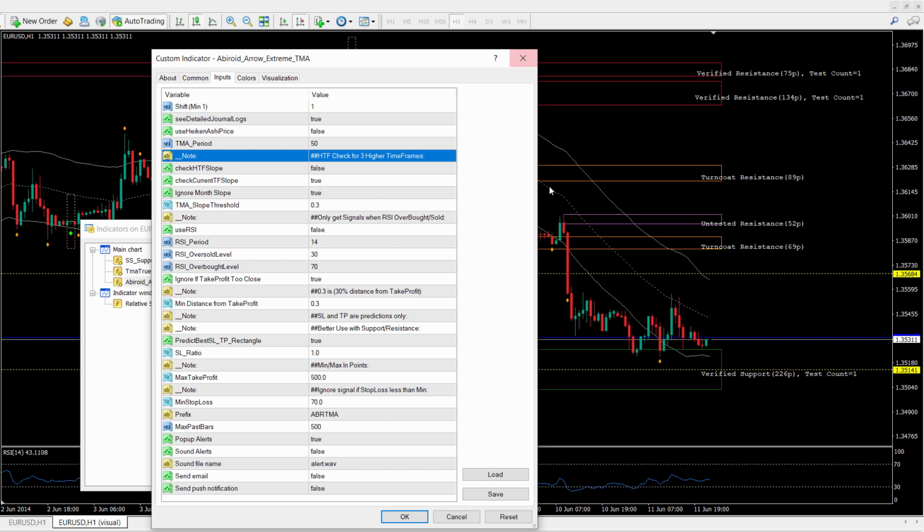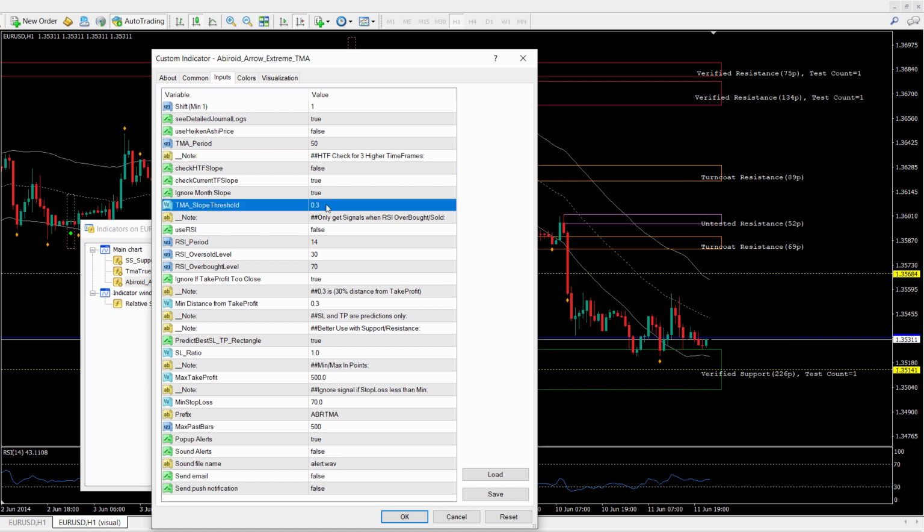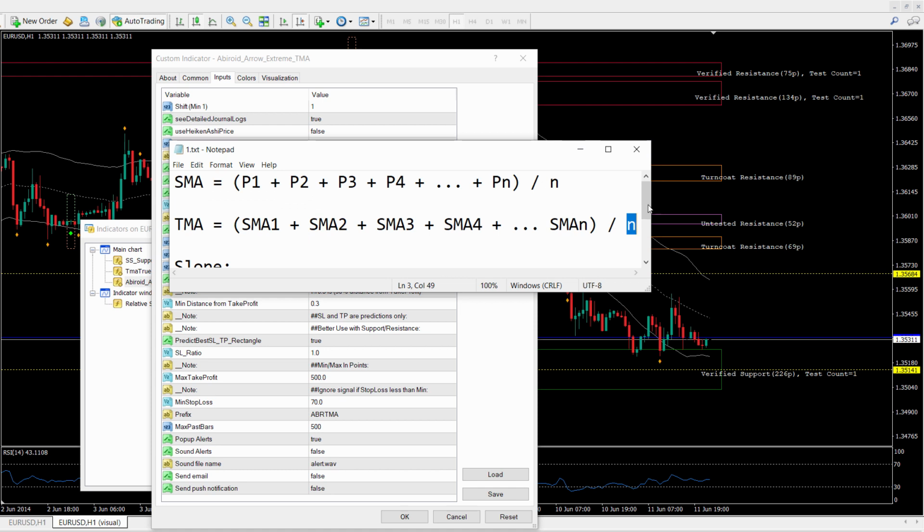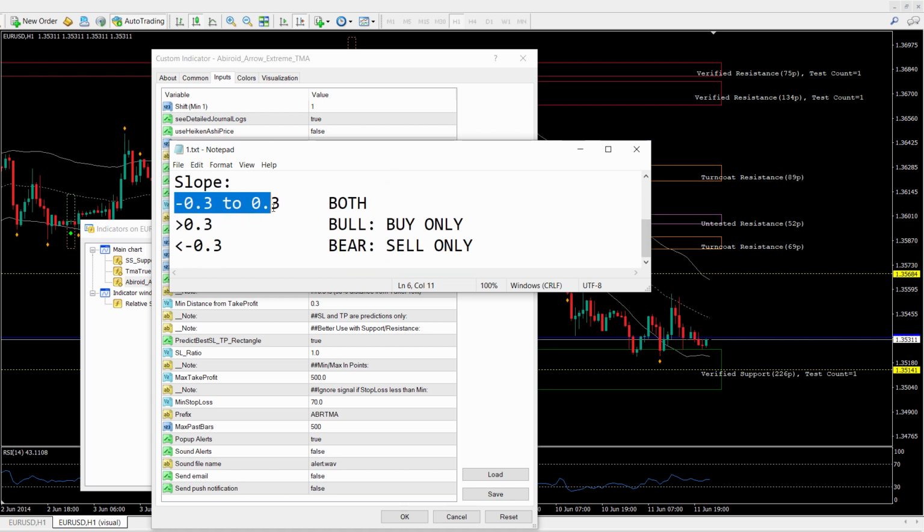And if the slope is ranging like this, in that case it will allow both trades. Suppose we have set the TMA slope threshold to 0.3, and this slope right here is probably 0.5 or 0.6. So in that case it will check if the slope is between these two values, meaning price is ranging like right here, and it will allow both buy and sell trades. If the slope is above that threshold, it will allow buy trades only. If the slope is below that threshold, it will allow sell trades only.